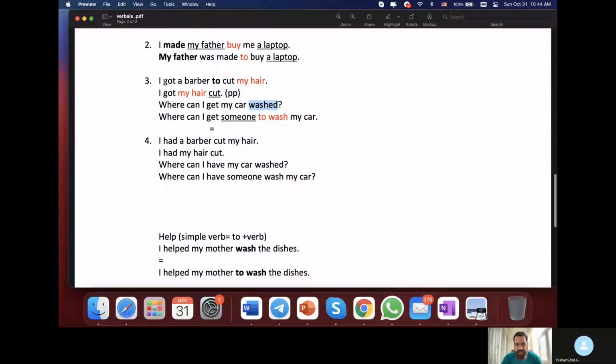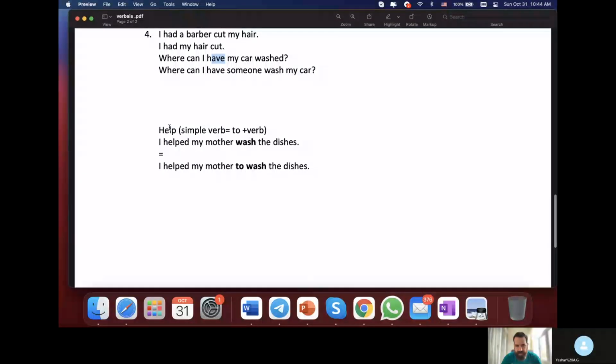Rather than this get, when your language is formal, you can use have. In this case, it is past, it is had. With had, we don't have to, either in passive structure or active structure. I had a barber cut my hair. I had my hair cut. Where can I have my car washed? Where can I have someone wash my car? So it is exactly like get, but when it is formal, in IELTS writing, we don't use get, we use have. And when it is active, without to, when it is passive, without to.